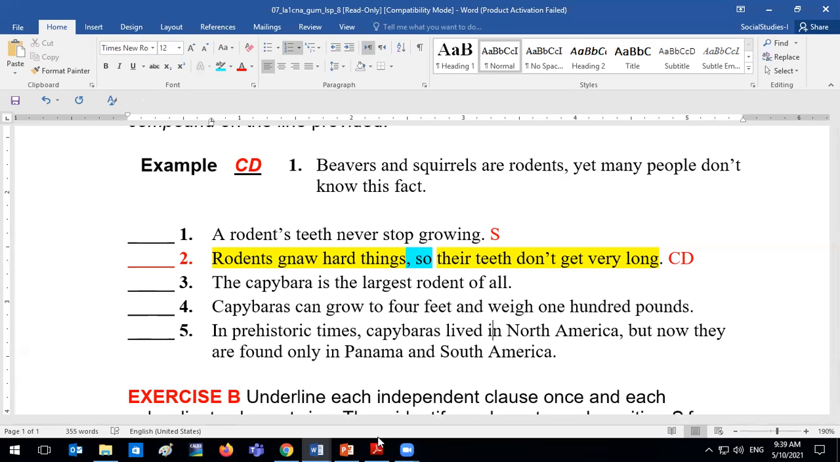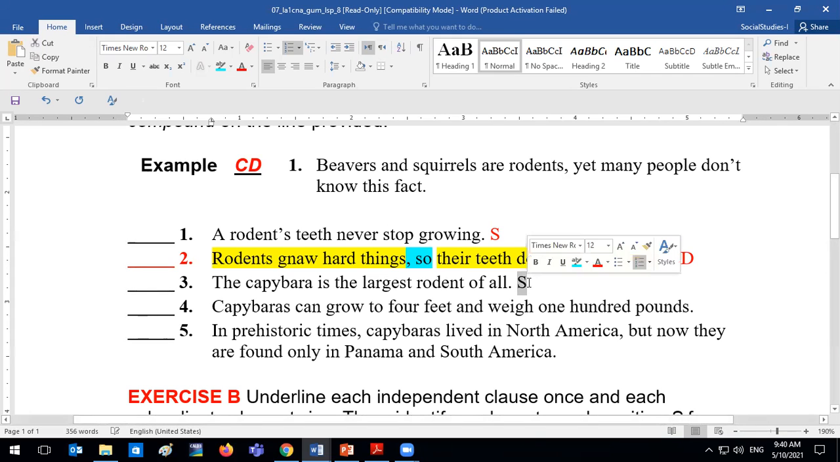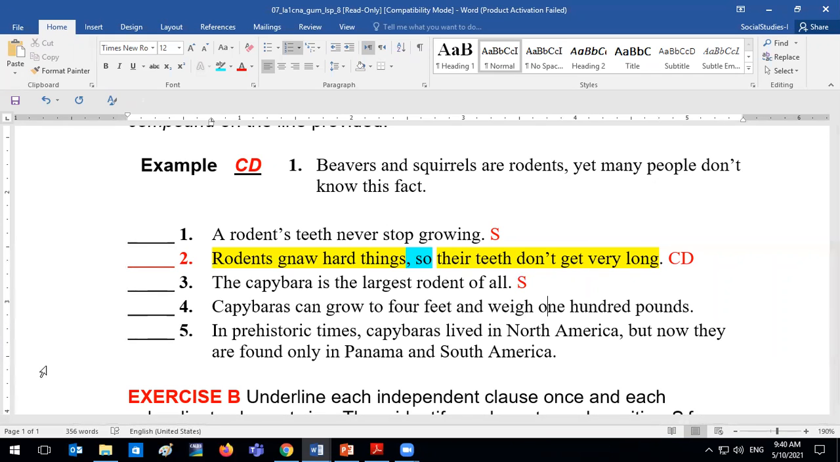Simple. All right, good. The capybara is the largest rodent of all. All right, which is definitely a simple sentence. Great. Okay, here we don't have two independent clauses, it's just one independent clause and it's a simple sentence. Thank you, Muhammad.